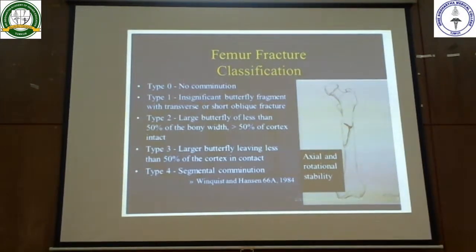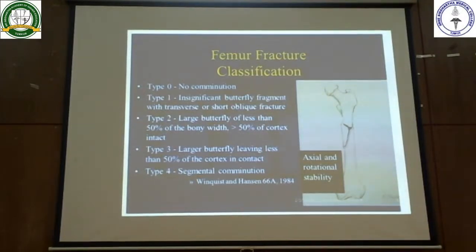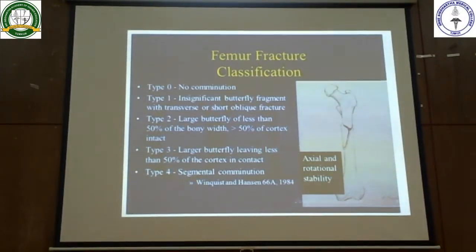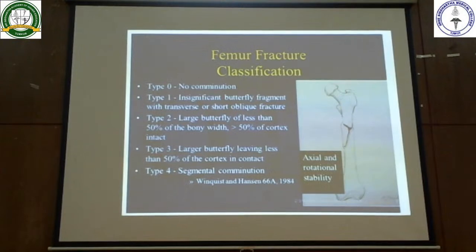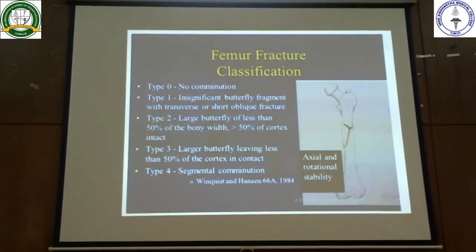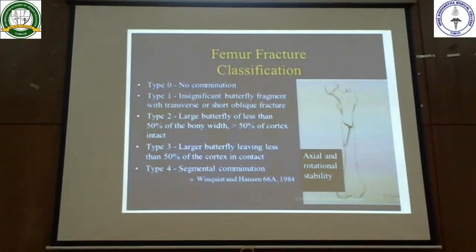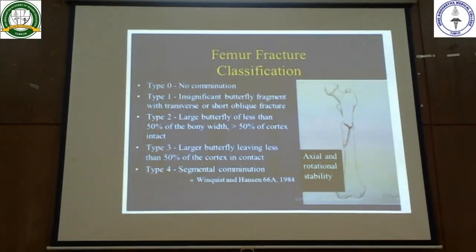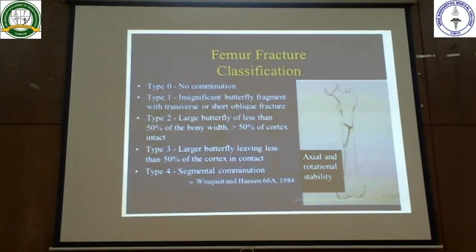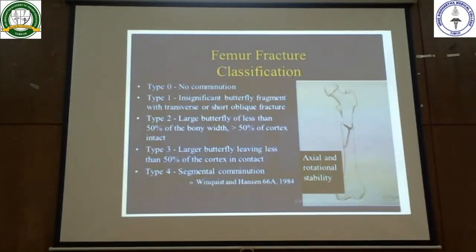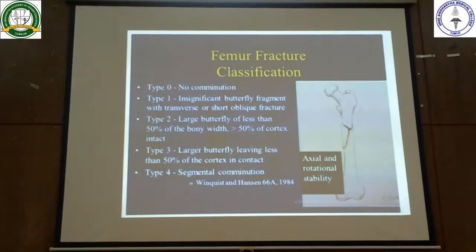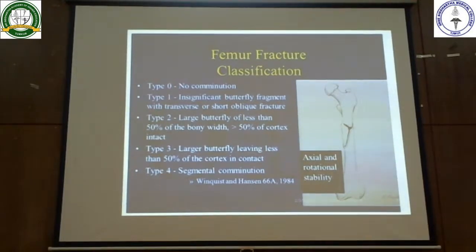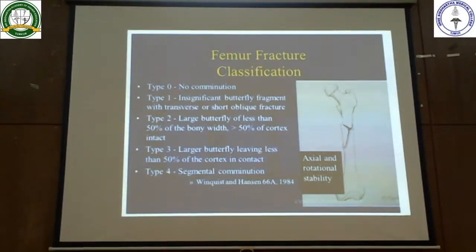Type 1 is an insignificant butterfly fragment with a transverse or short oblique fracture. Now a butterfly fragment is a very common term which is usually used in surgical orthopedics. A butterfly fragment is nothing but the meeting point between two oblique fractures, which results in the formation of a fragment shaped like a butterfly. It becomes a floating fragment. So where two oblique fractures meet, that is where you get what is known as a butterfly fragment. So in type 1, it is an insignificant butterfly fragment. It's not very big. We'll just come to that.